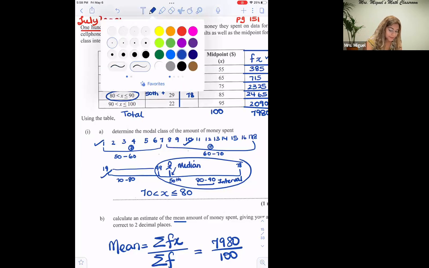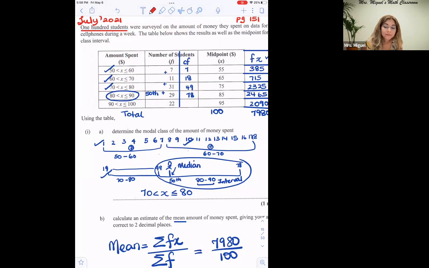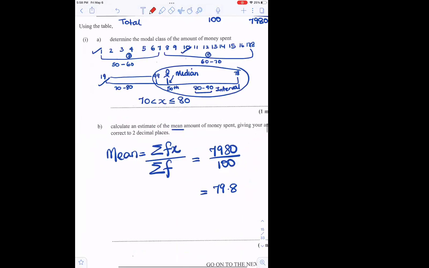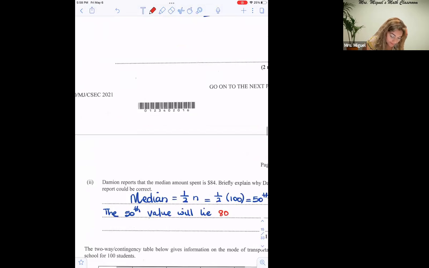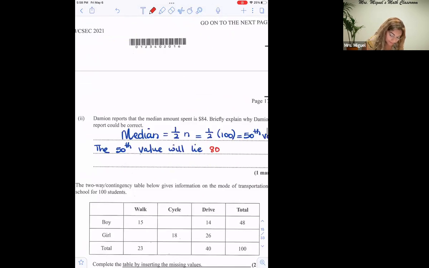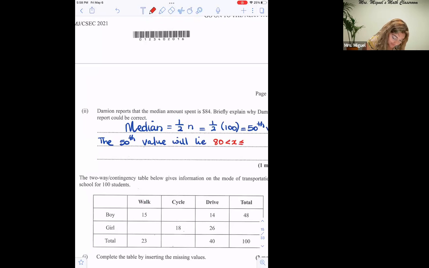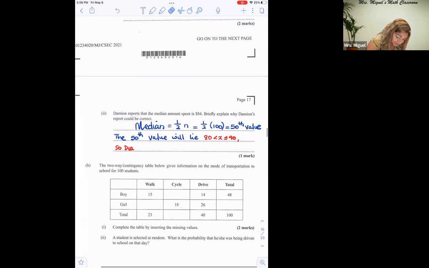All right, is anybody still writing? No, Miss. All right, so let's write something here. Would lie between $80 and $90. So Damien's report is correct.